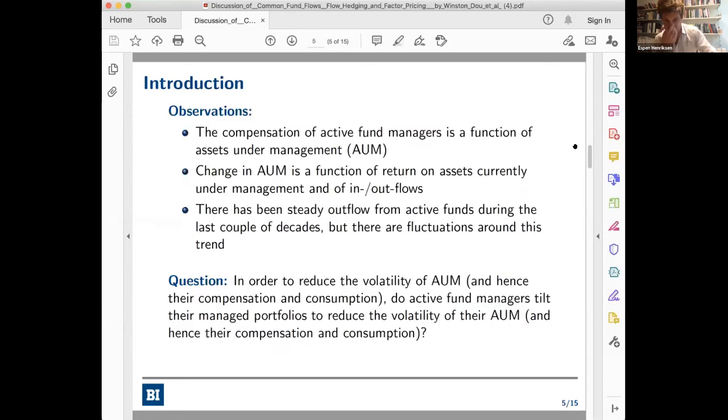So here are the observations the authors are making and the questions they are asking. As I said, the compensation of active fund managers is a function of assets under management.